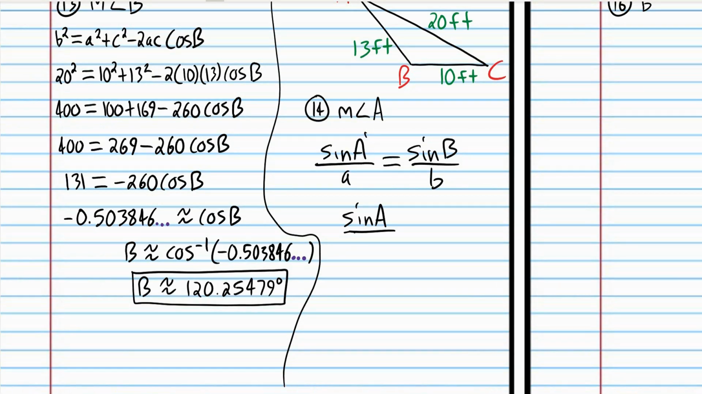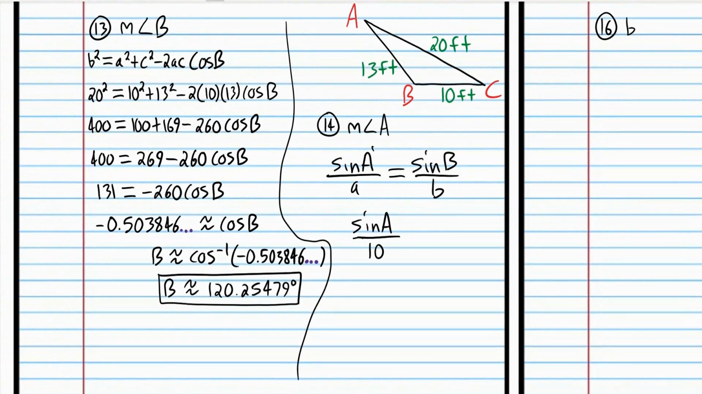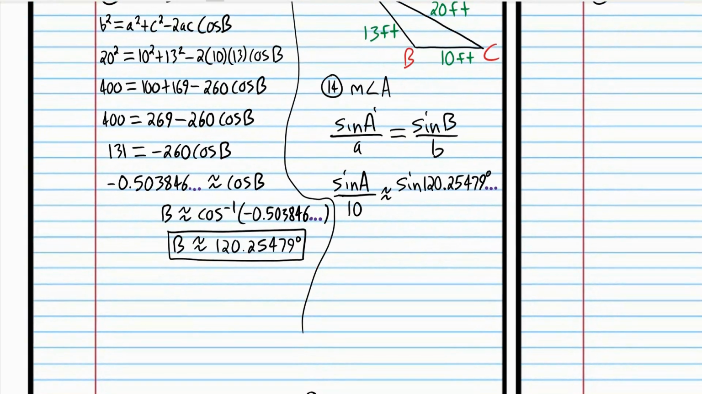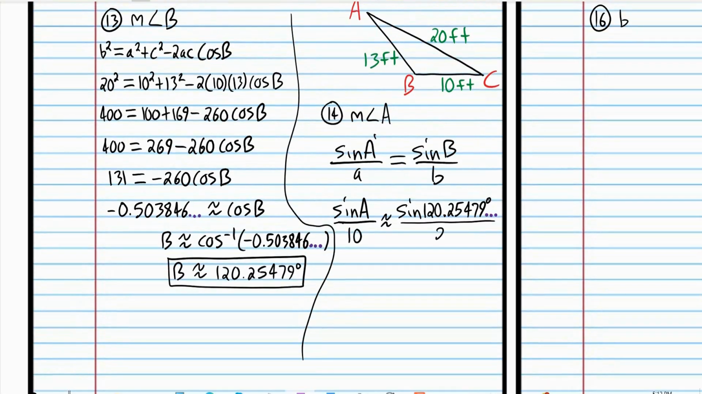So we're looking for the measure of angle A, and we know that the length of side A is 10. We just found capital B, which is approximately 120.25479 degrees, and before I forget, that should be an approximately equal to symbol. That number should still be in your calculator. Over B, which is 20. So now all we have to do is multiply both sides of the equation by 10.